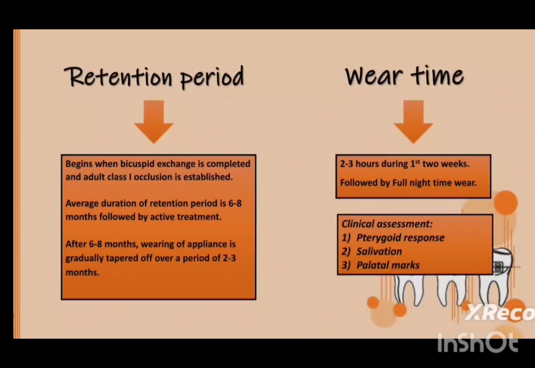Now, talking about clinical assessment, whenever we advocate a patient with a myofunctional appliance and he comes back to you, how can you check whether the patient is regularly wearing it or not? There are 3 points. The first one is the pterygoid response. Now, since the lateral pterygoid muscle is majorly involved in these myofunctional appliances, the movement of the mandible goes on continuously to be in the forward position.